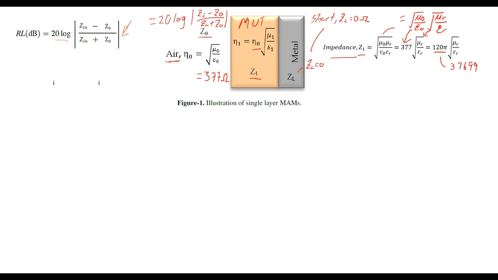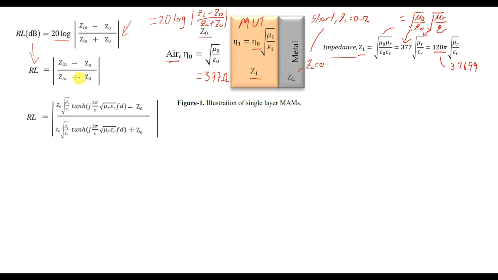And then here, let's say we change it to linear, without the dB. So we remove the 20 log here. So we have Z in minus Z naught over Z in plus Z naught. So next will be Z in equal to this, the whole thing. So you can see now Z in is equal to this.